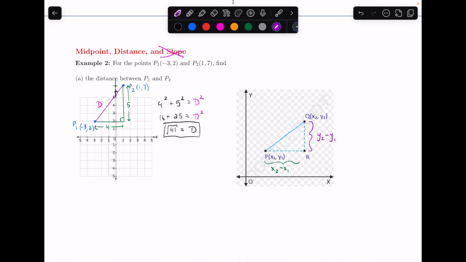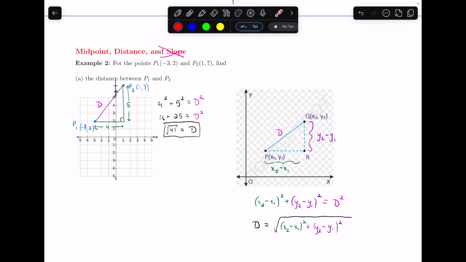Now if I do my Pythagorean theorem here, and again, if I call this hypotenuse D for distance, what I get is this leg squared, so x2 minus x1, that whole quantity getting squared, plus the other leg, which is y2 minus y1, that one getting squared. That should be equal to D squared, the hypotenuse squared. And then if I want to get D, I square root both sides. So let me write D first, and I'll get a big square root on x2 minus x1 getting squared plus y2 minus y1 getting squared.